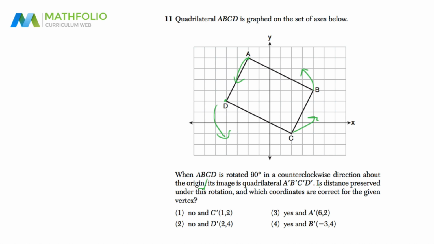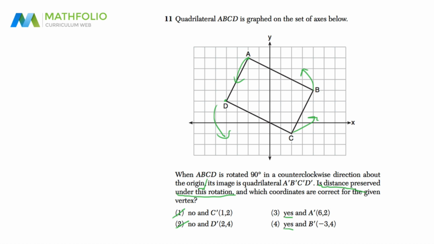Okay, it says, is distance preserved under this rotation? Well, the only transformation when distance isn't preserved is dilation. And so all other transformations are rigid motions. So the first part, is distance preserved? The answer is yes. So we're looking here and here. These other two we're going to cross out. So it says which coordinates are correct for the given vertex. So let's see where A would go.